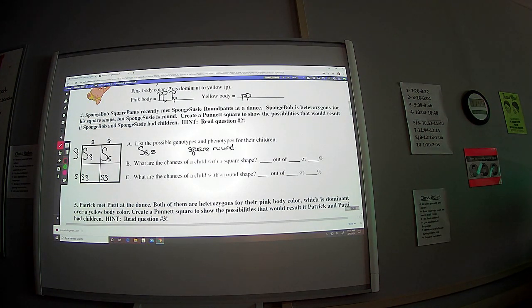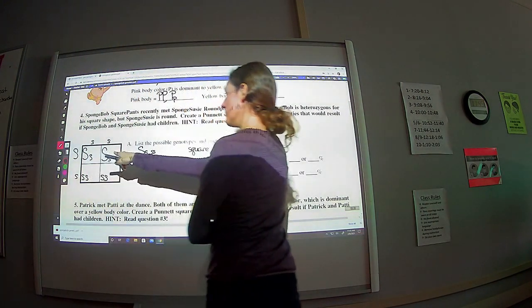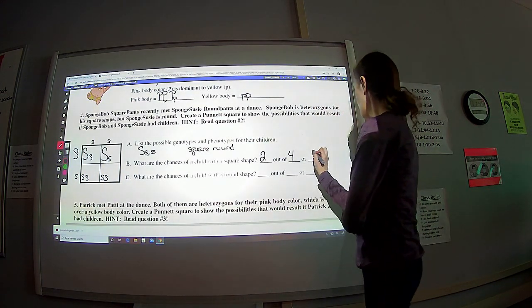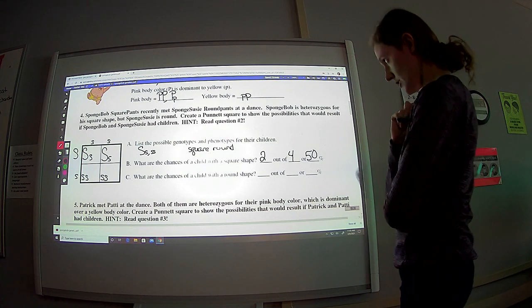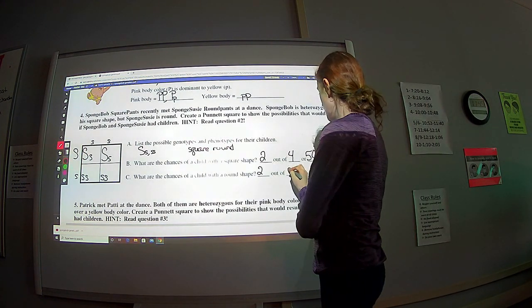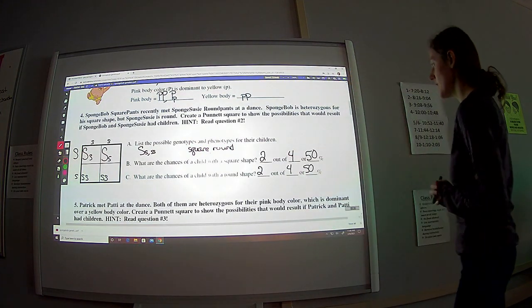What are the chances of a child with a square shape? So we have 2 that would be squares. That's going to be any with a capital letter. So there's 2 out of 4, or it would be a 50% shot. And what are the chances with a round shape? We have 2 that have lowercase s's. That would be 2 out of 4 again, and it would be 50%. So it's 50-50 on the shape.